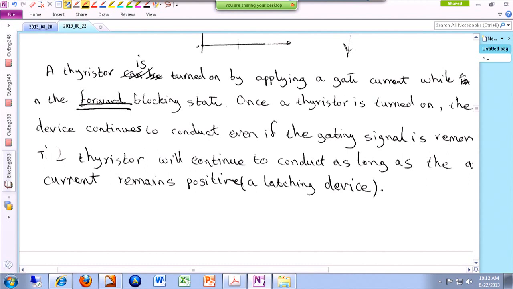Like the two examples that we did, we were comparing them. Now, so this is how the device turns on so far. The question is, how long is it going to stay on, or how is it going to turn off? Once the thyristor is turned on, the device continues to conduct even if the gating signal is removed or disappears. The thyristor continues to conduct as long as the current remains positive. It's more like a latch. You turn it on, and as long as the current is positive, it just continues the conduction. All right?